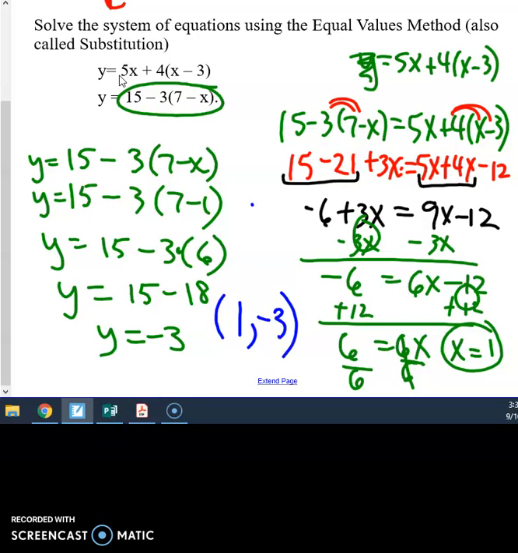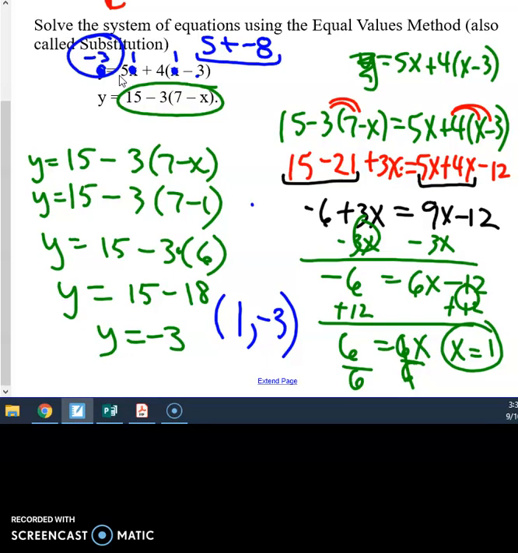1 comma, negative 3. That's the solution. So if I go back up to the first equation I skipped, and if I replace that with a 1, and I replace that with a negative 3, and this with a 1, it should give me the right answer. So the left side is negative 3. The right side, I'm going to have 5 times 1, which is 5, plus 1 minus 3 is negative 2, and 4 times negative 2 is negative 8. And if I take 5 plus negative 8, I get negative 3. So it does work. It's the right answer.